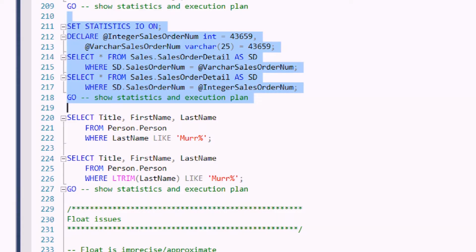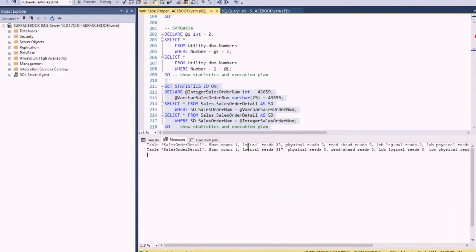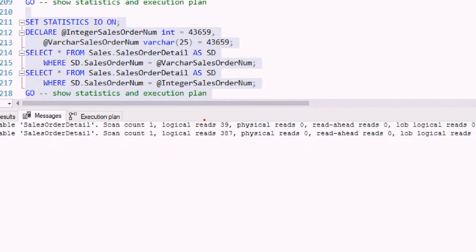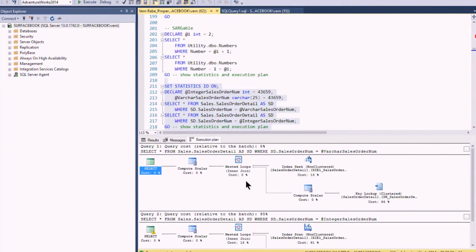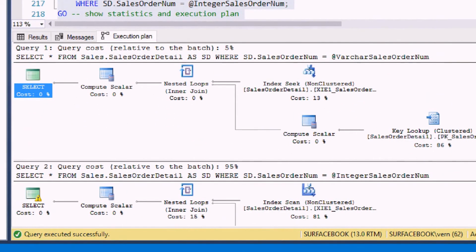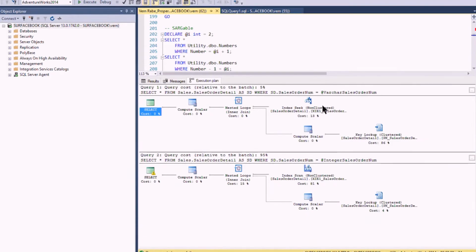So those 2 look really good, but when we execute them, there are almost 10 times as many reads on the second one. So guess what? The second one had the implicit conversion. And looking at the statistics and the execution plan, I can't see it all because I need to go up here. There we go.